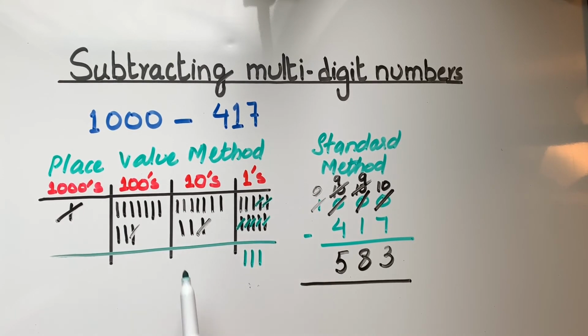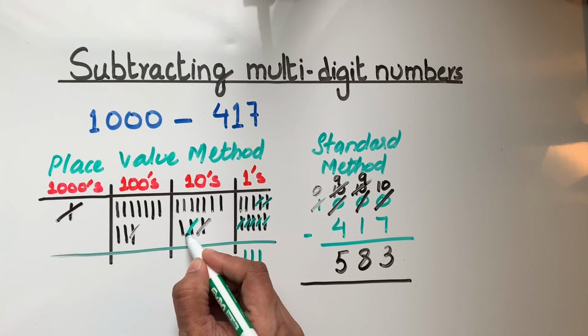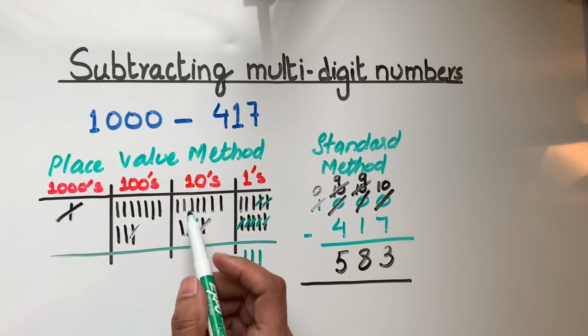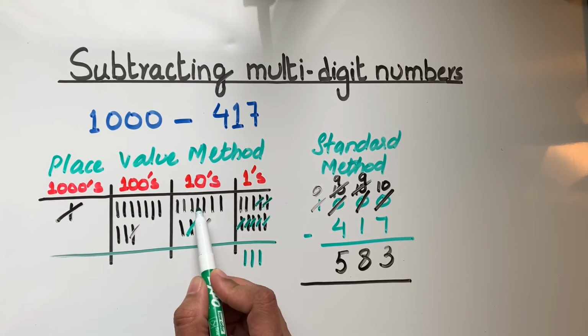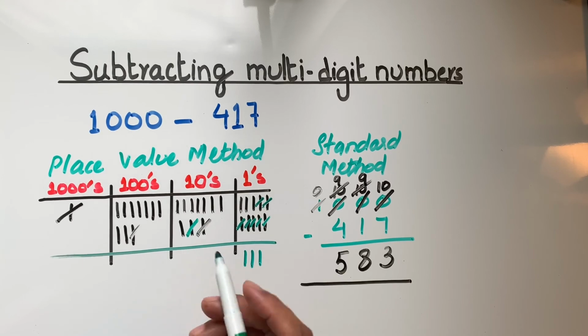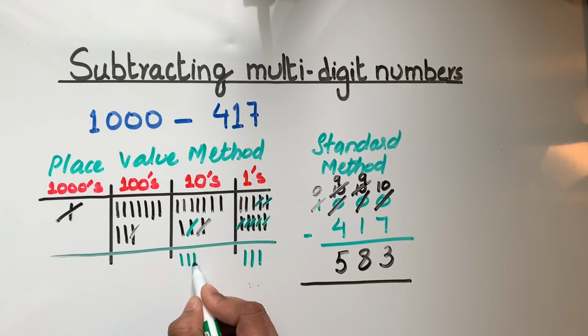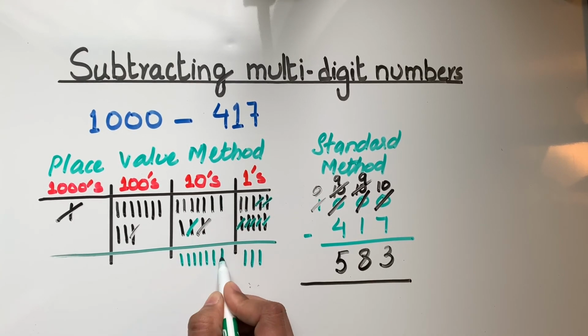Okay, so in the tens place, what do we have to subtract? We have to subtract 1 from the 9 tens. Yes, we have 9 tens here, and we have to subtract 1. I'm going to cut this one. So how many tens left? 1, 2, 3, 4, 5, 6, 7, and 8 tens left.